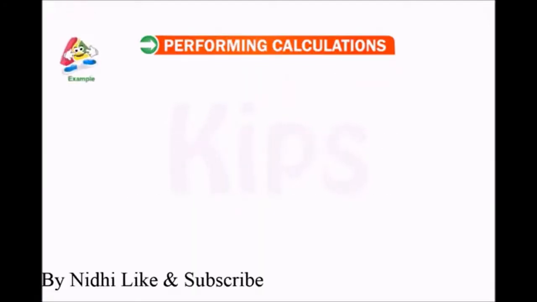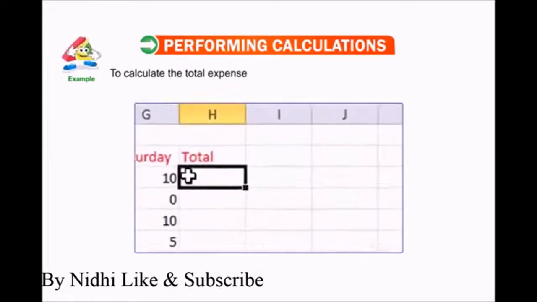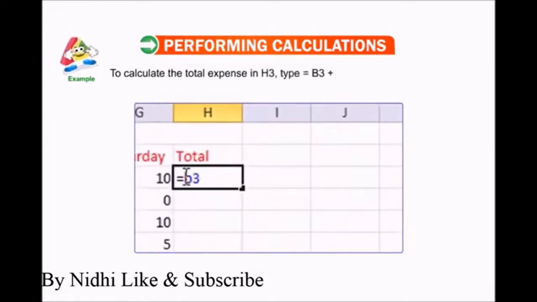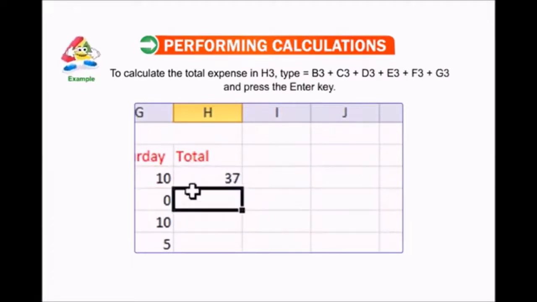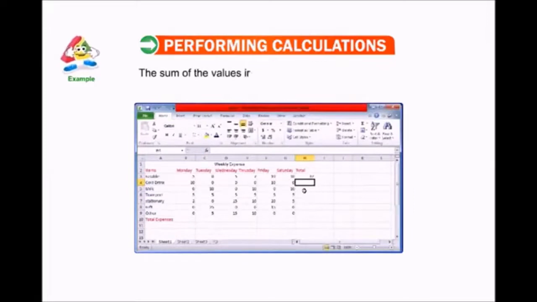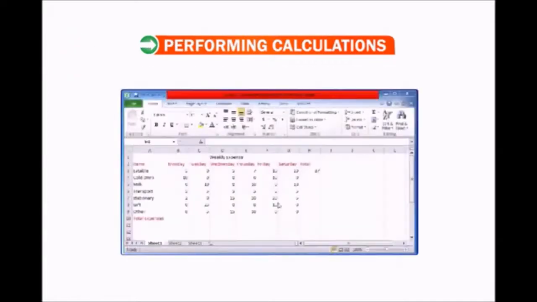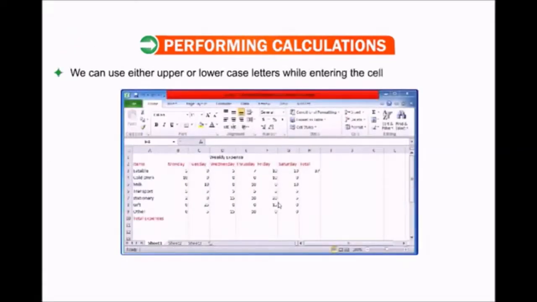Let me give an example. To calculate the total expense in H3, type B3+C3+D3+E3+F3+G3 and press the Enter key. The sum of the values in the cells B3 to G3 is calculated and displayed in the cell H3. We can use either upper or lower case letters while entering the cell address in a formula.